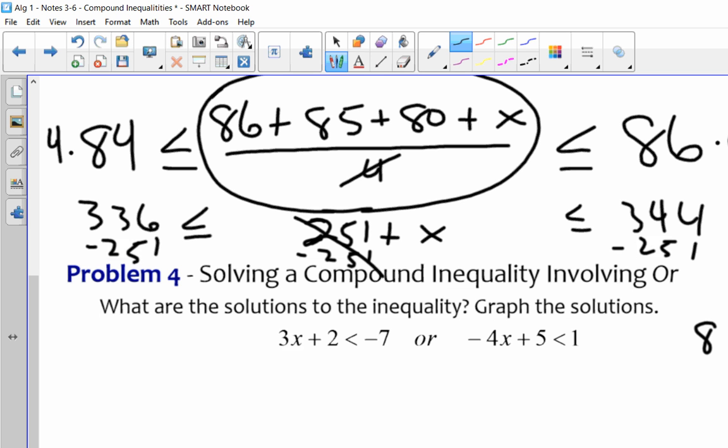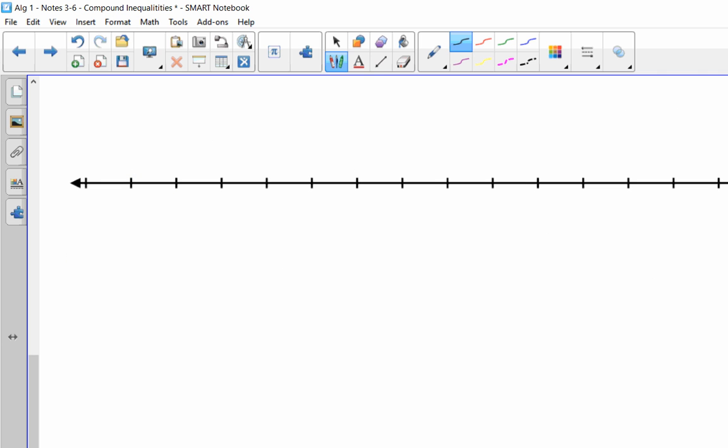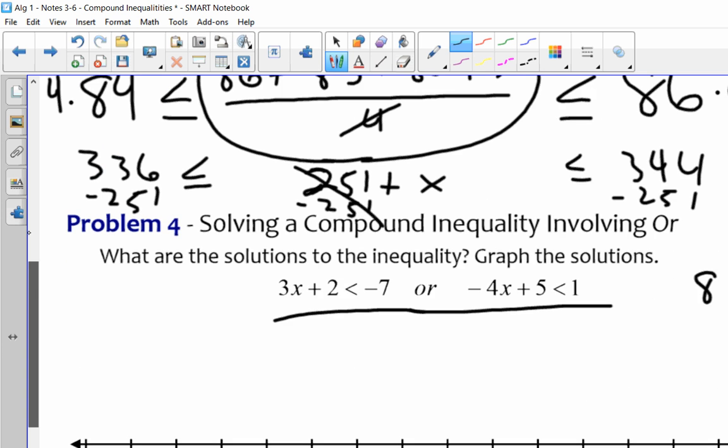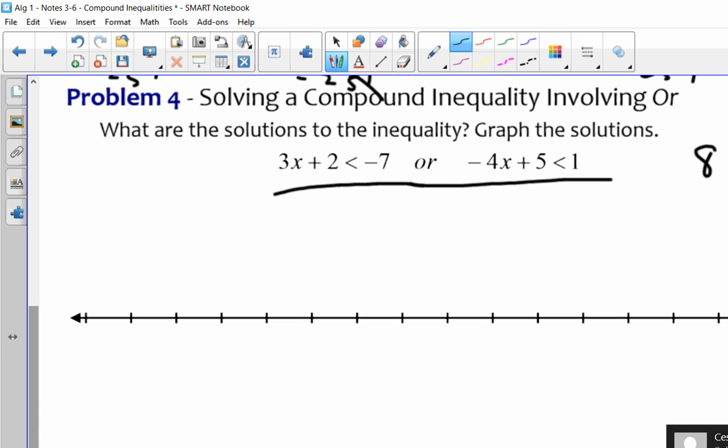All right. So let's go ahead to problem number 4. If you guys could go ahead and write this out and draw yourself a number line, and we'll go ahead and solve these. It's kind of nice because they're giving us 2 separate ones, so therefore I can solve each one separately. Okay. Draw your number line, put 0 in it, and I'm going to let you guys do this one on your own. Solve each one and then graph each one separately, and then we're going to look at a system of notations. Okay. All right.